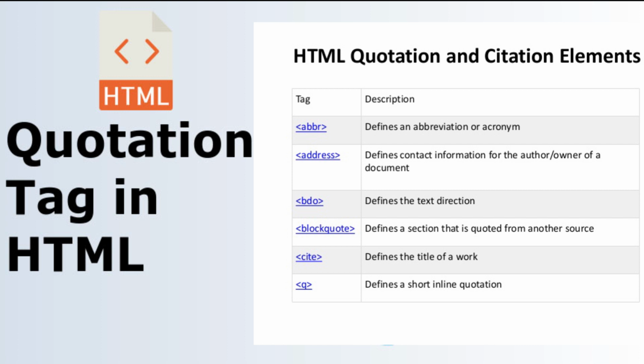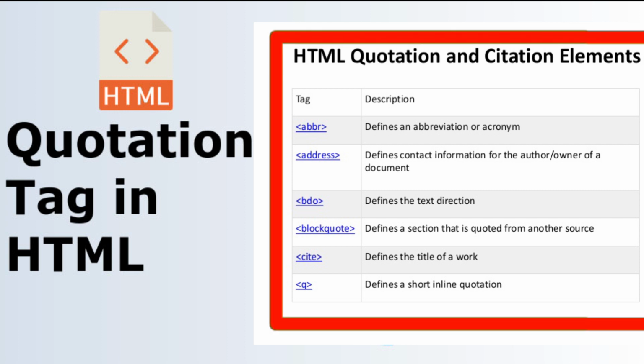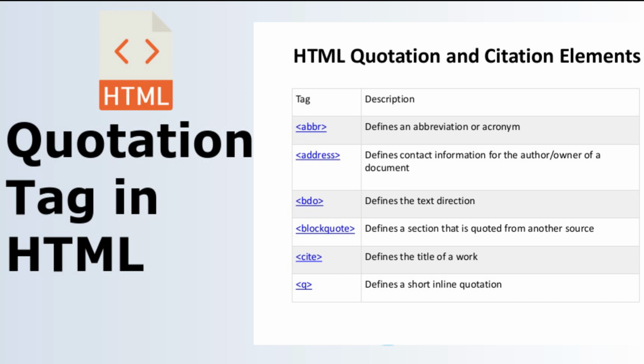On No 1 there is abbr, used for abbreviation. No 2, address tells about the info of the document. No 3, bdo defines the text direction. Blockquote is on No 4, used for quotation, then cite, which defines the title of work. On No 6 there is q, which defines a short inline quotation.